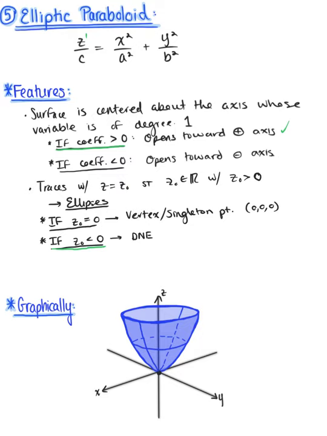Now, last but not least, what about the x and y values? What about these traces? So we say that traces with x being equal to x naught and or y being equal to y naught, such that x naught and y naught are real numbers, these are parabolas.